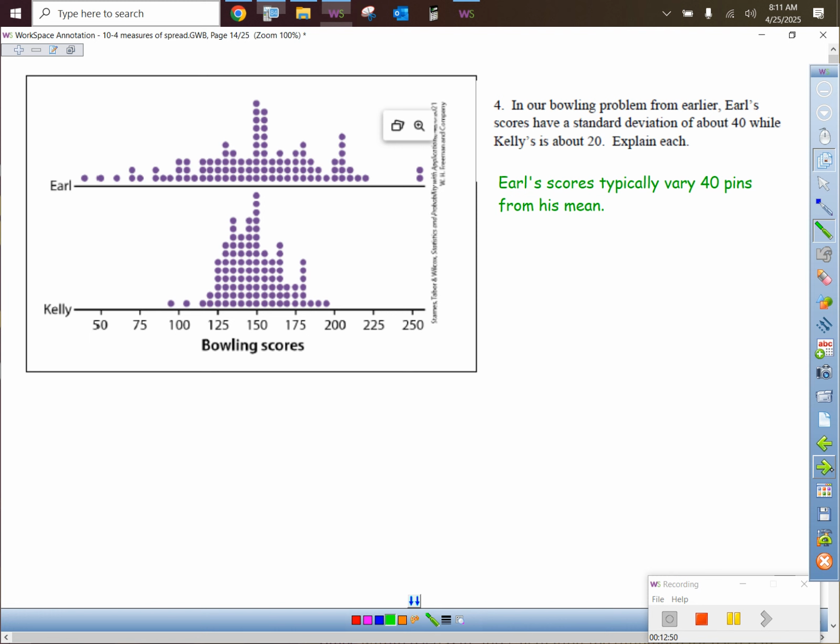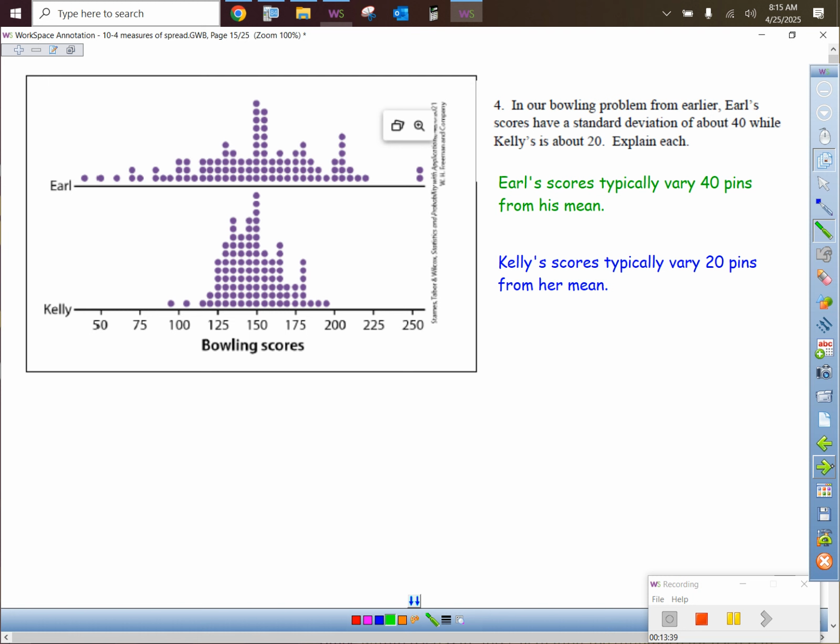What is the standard deviation of 20 mean in that case? So talk it out with a neighbor, see what you think. Pause the video, give that a shot. It's pretty good, right? We took a moment in class. It's the same sentence over again. You just got to replace their names, right? Kelly's scores typically vary 20 pins from her mean.